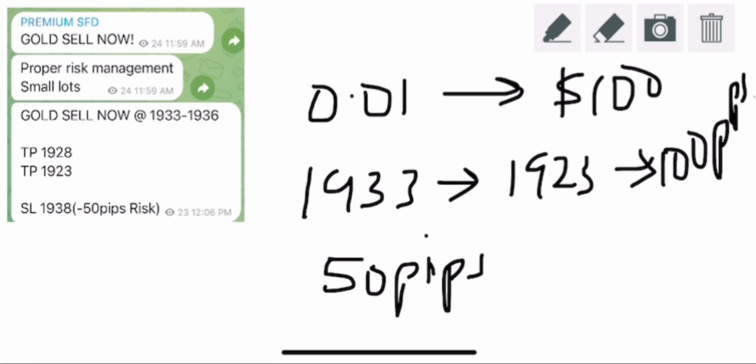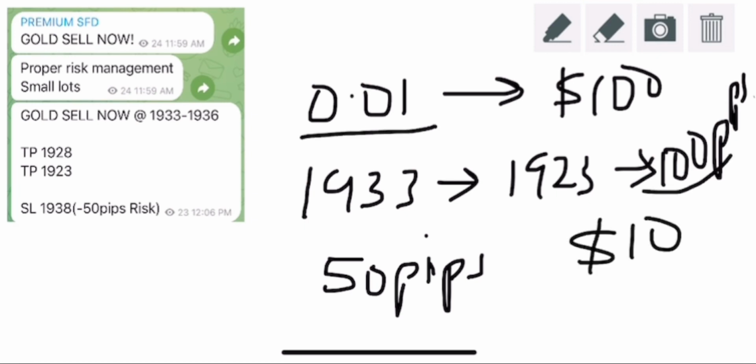This is very okay, because if your stop loss is too close, before the trade can express itself properly, it might hit your stop loss. So you give your stop loss a little space so that your trade can breathe, then go back in your desired direction. So this 50 pips is good. If you were to make money from this trade with this 0.01, you'll be making $10 from this.